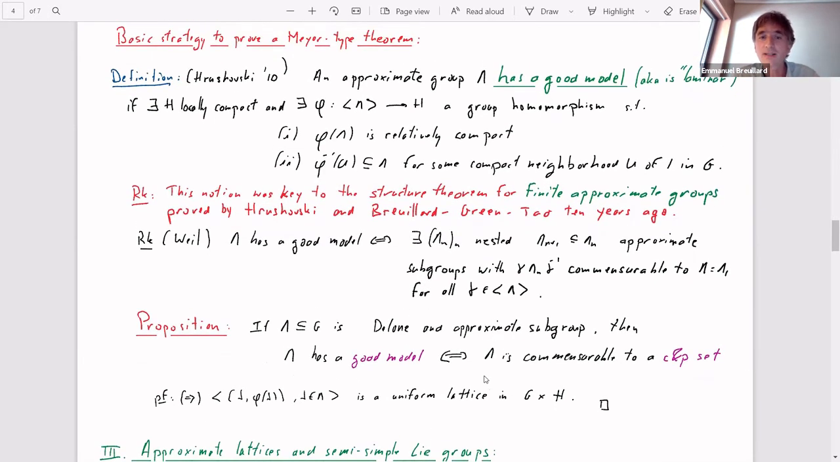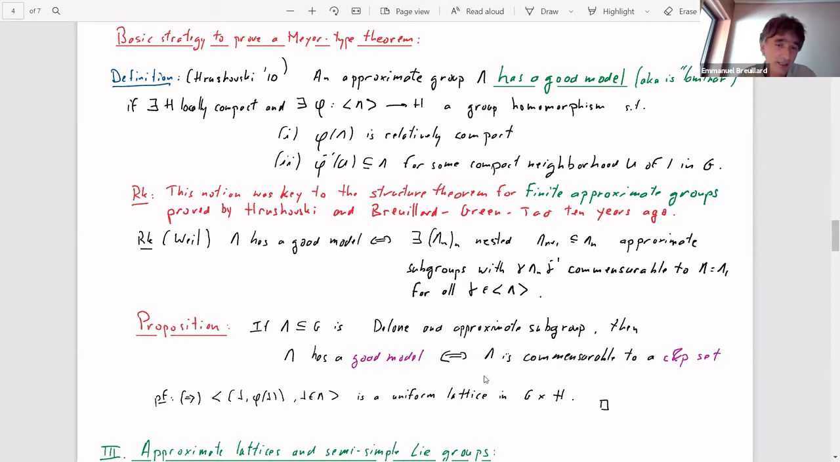So it's very easy to see that if you come from a cut and project set, and you are now a Delone set, which is an approximate group, then the second factor, H, provides a good model for you, because this gives you the topology that you're looking for.